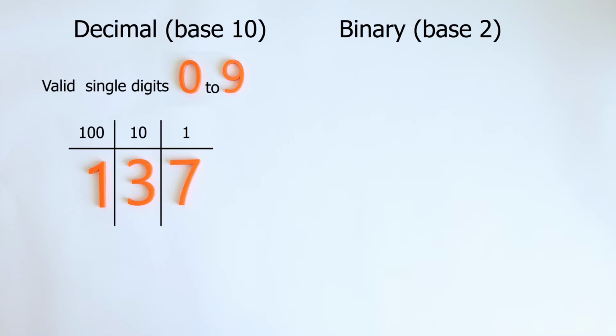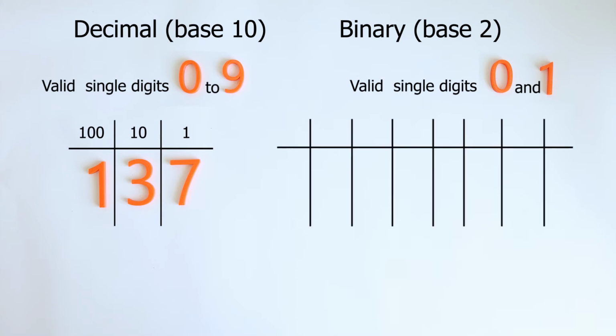Let's use those two rules to learn about binary, which is a base 2 number system. As it's base 2, we can only have one of a possible 2 digits in each column. Those digits are 0 and 1. Also, the columns have values of increasing power of 2. So instead of ones, tens, hundreds like we had in decimal, we have 2 to the 0 which is ones, 2 to the 1 which is 2s, 2 to the 2 which is 4s, 2 to the 3 which is 8s, 2 to the 4 which is 16s, 2 to the 5 which is 32s, 2 to the 6 which is 64s, and 2 to the 7 which is 128.